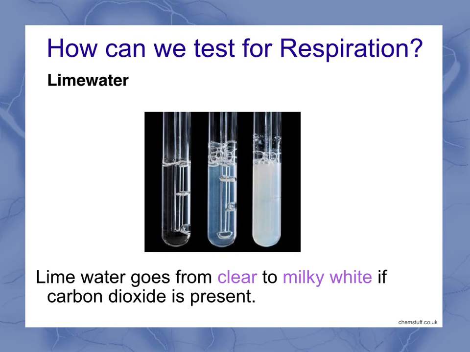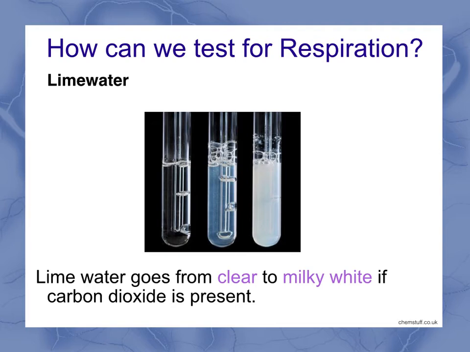So lime water goes from clear to milky white if carbon dioxide is present. So you can see 3 test tubes here. On the left, there's no lime water, it's just water. In the middle, you've got lime water, and on the right, you've got lime water. Notice how on the right, more carbon dioxide is being bubbled through the lime water. So the color is a darker milky white compared to the middle. Now, it's a good idea to hold up these test tubes against a dark background so that you can see the color change.